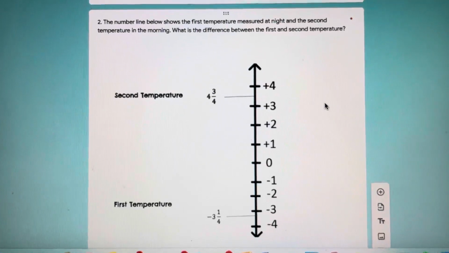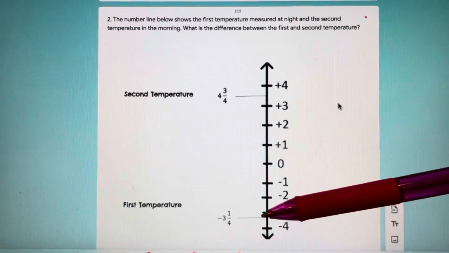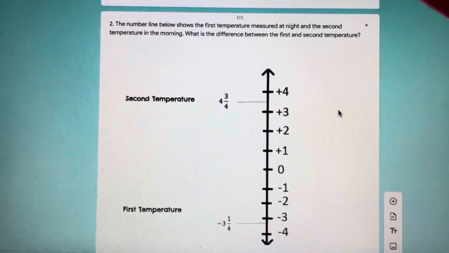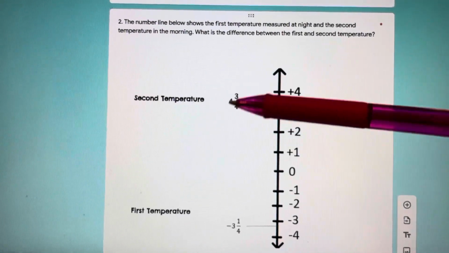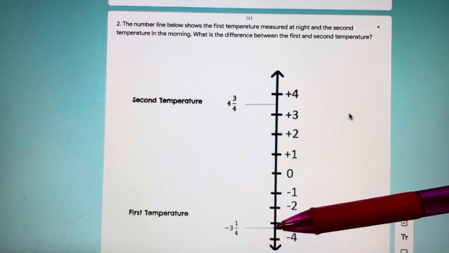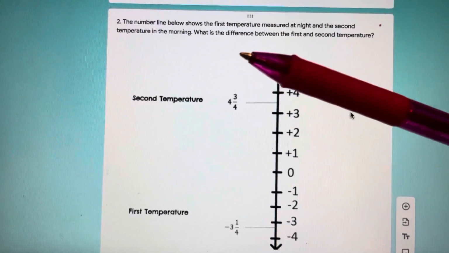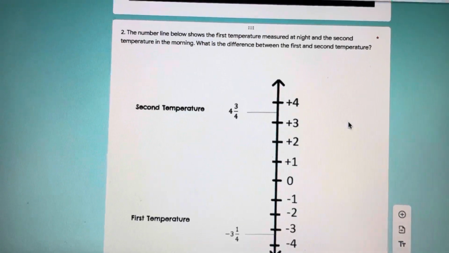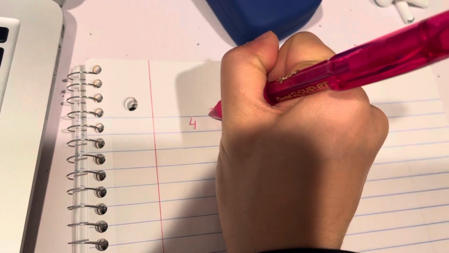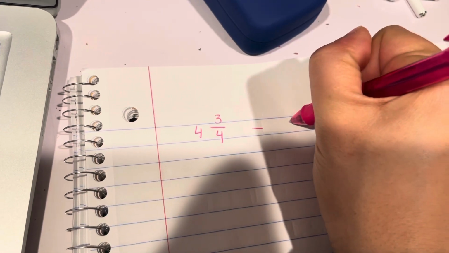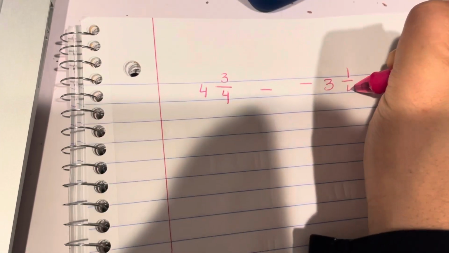Okay, so like I said before, because it's an increase, right? It went up. What we want to do is take the larger temperature and subtract so that we show the difference between the two and we show the increase of the temperature. So what I recommend is take the larger number and then subtract because there was an increase. So I'm going to take 4 3/4 since that's larger, clearly, because this is positive and the other's negative, minus, we're going to do negative 3 1/4.